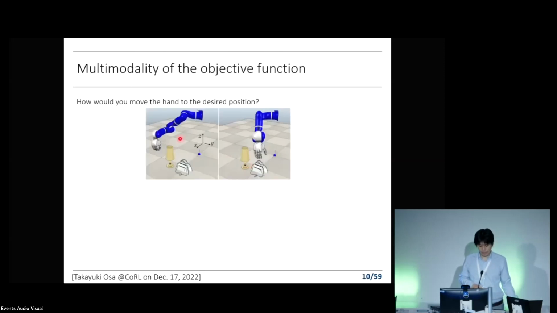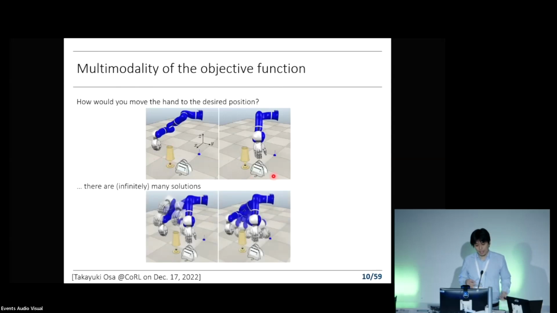So let's think about this case. Let's suppose that the initial configuration is given by this figure, and this is a goal configuration. How would you move the hand from the initial position to the goal position? Actually, there are many solutions. You can move the hand over the obstacles, or you can move the hand behind the obstacles.